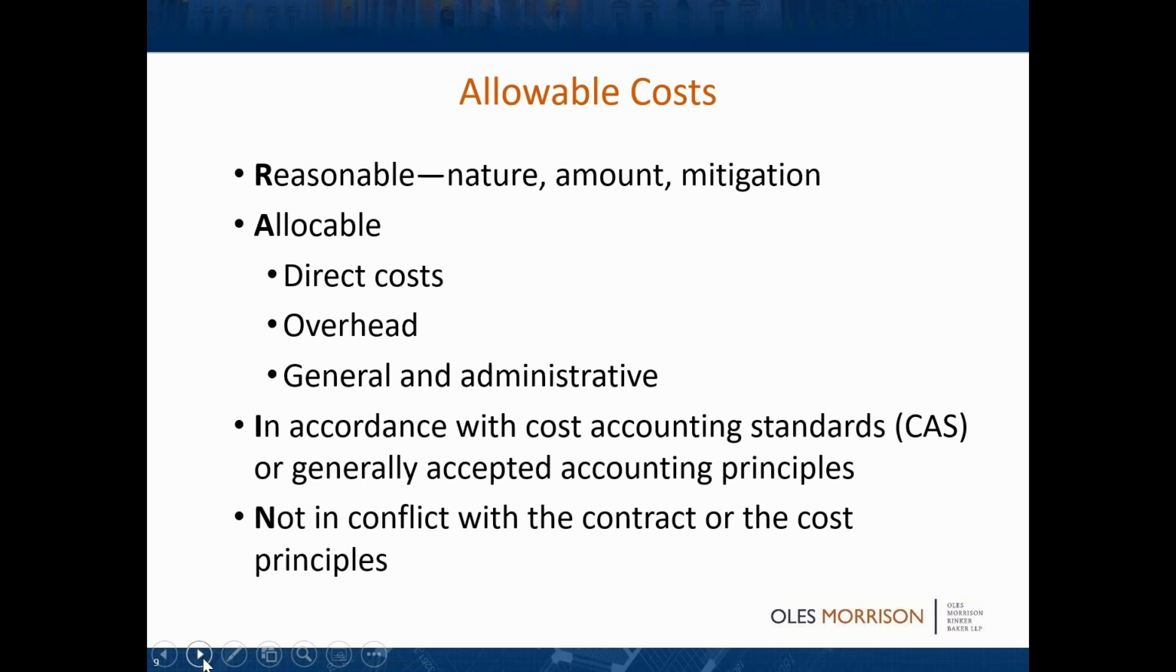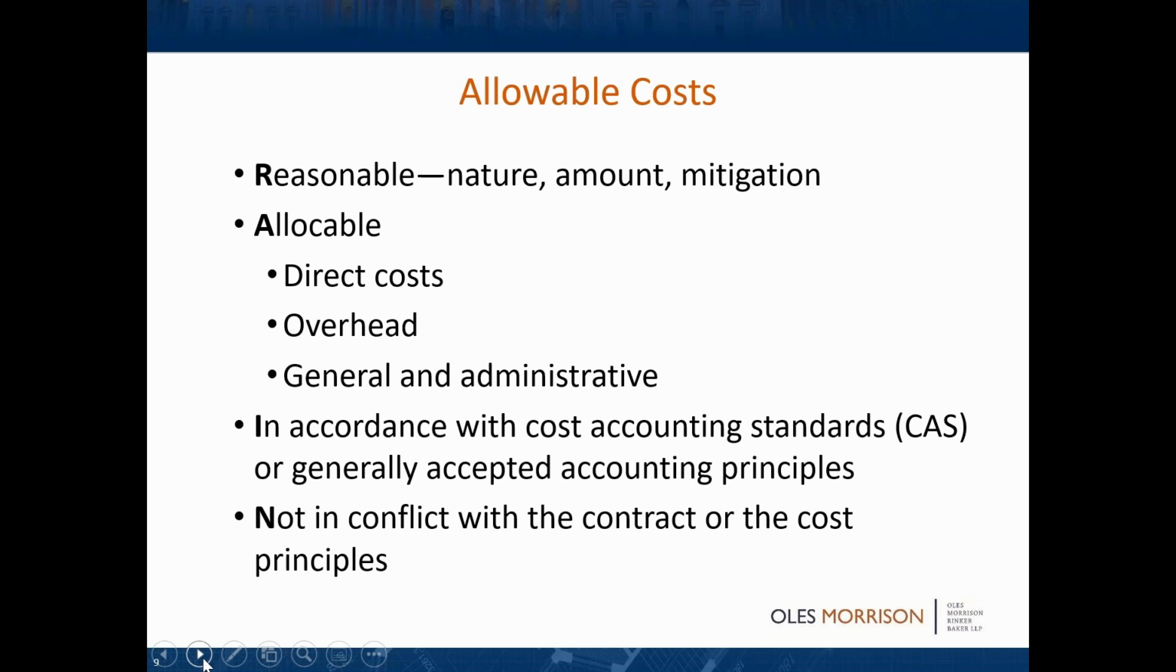So what are allowable costs? Rain, let it rain money for us. Reasonable, nature, amount, mitigation. Mitigation is important. Like I said, mitigate the damages that you're incurring, and you can get paid for the mitigation. You've got to keep track, open up that cost code. Allocable, direct costs; we know what direct costs are.